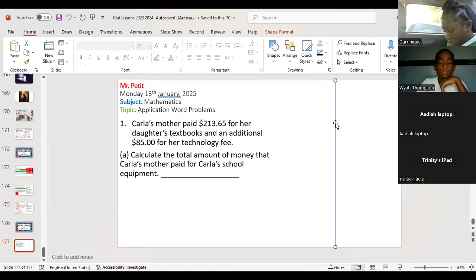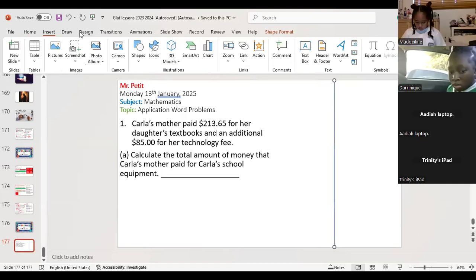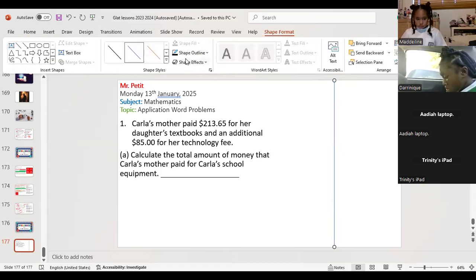So, Wyatt, what numbers are we gonna add? 213.65 plus $85. Very good. So go ahead and add that for me. Y'all go ahead and add that and tell me what y'all got when you add it.